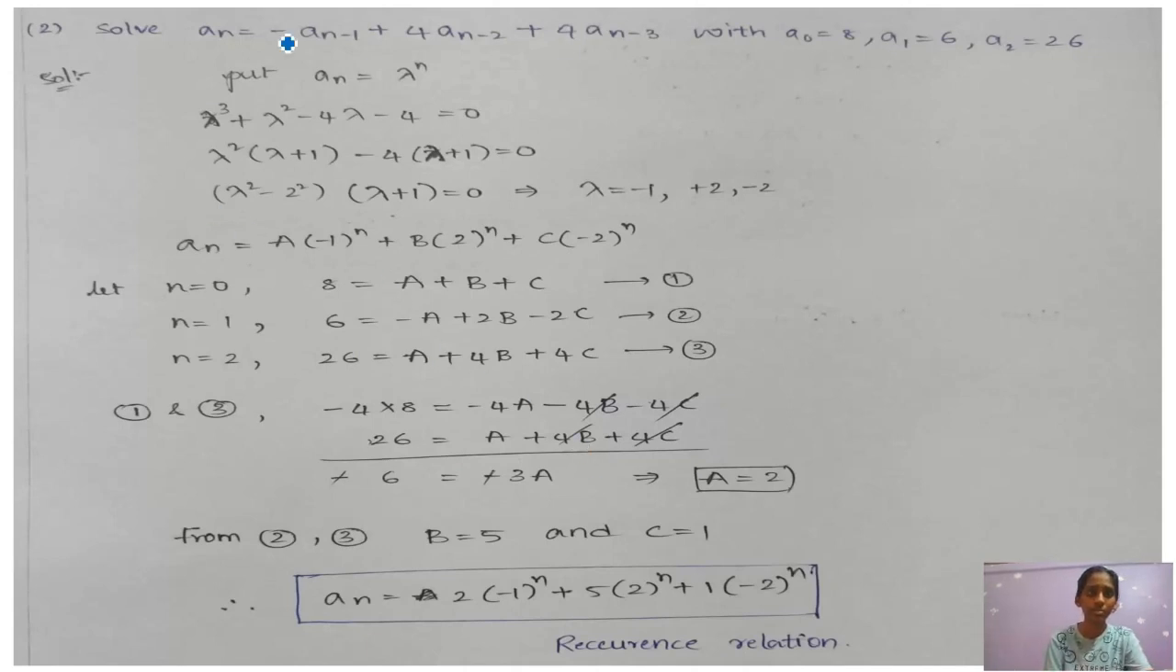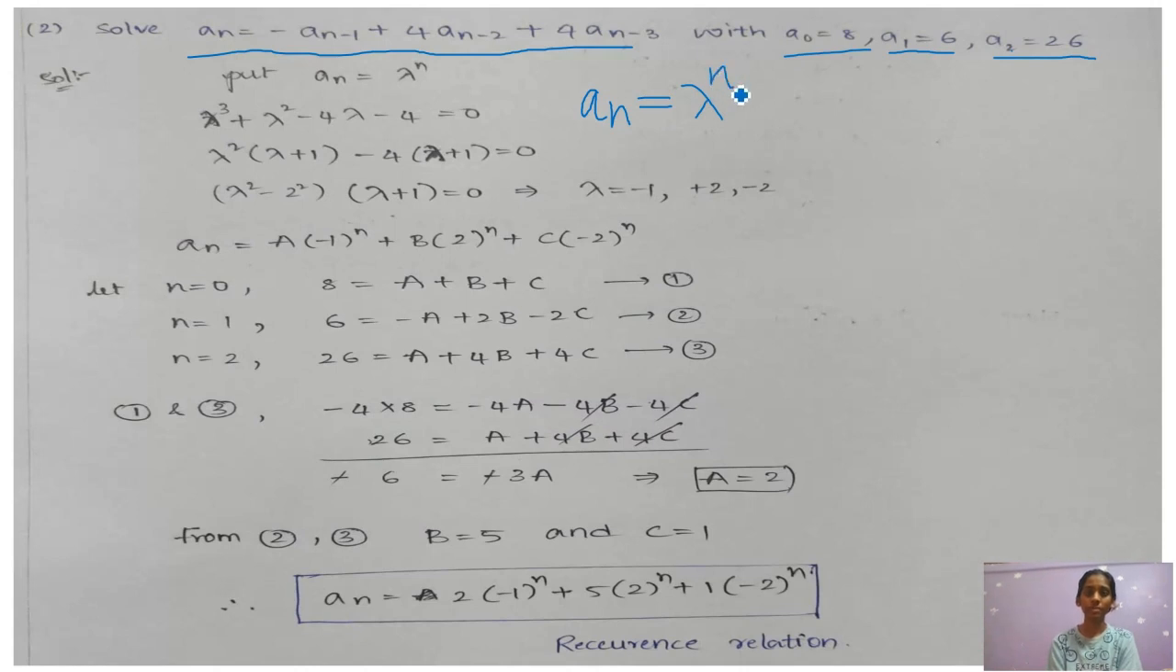Here, the given expression is an is equal to minus an minus 1 plus 4an minus 2 plus 4an minus 3. It is also given a0 is equal to 8, a1 is equal to 6, a2 is equal to 26. Now we'll be solving this. What I have said is that for any given problem, we have to take an is equal to lambda power n. In the previous problem it was yn, so we took yn as lambda power n. Here it's an, so we'll take an is equal to lambda power n as the first step.